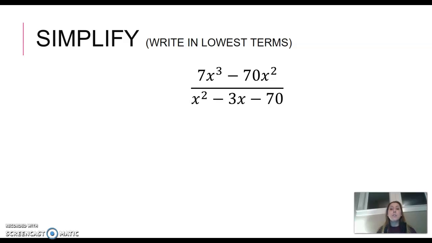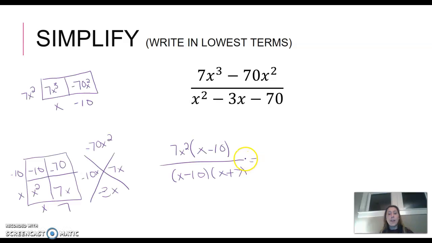Okay, so now we're going to do this one. This one's a little more complicated, and it's only more complicated because it's two different types of factoring. So go ahead and hit pause and do this in your notes, and then check your answer. Okay, so you should have gotten at least this far with your factoring.